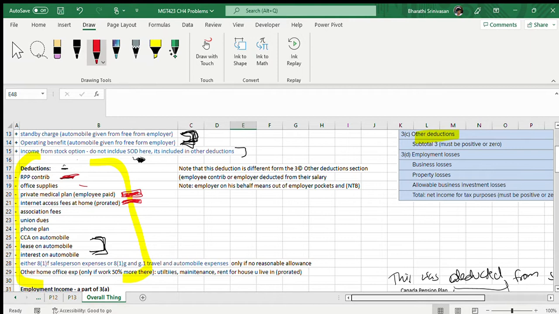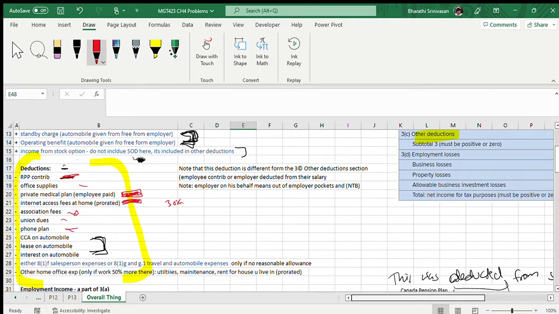Also, it's prorated. So if only 30% of the internet is for work and 70% is for personal reasons, then it would be 30% times the total internet value. Association fees. If I was part of some kind of accounting association or engineer association, and I had to pay that in order to work, I would also deduct those. Union dues, those are mandatory. I'm part of the company, so I have to pay those.